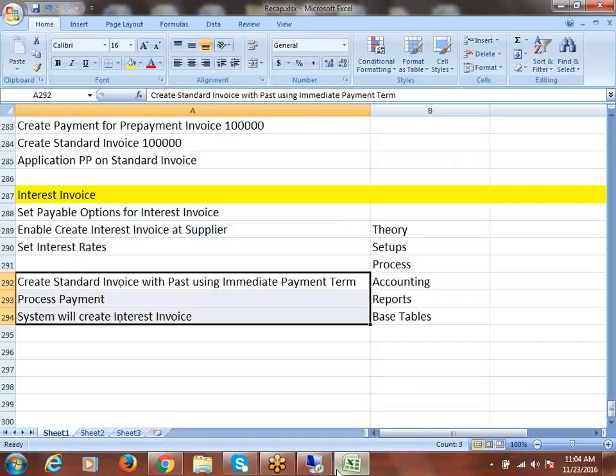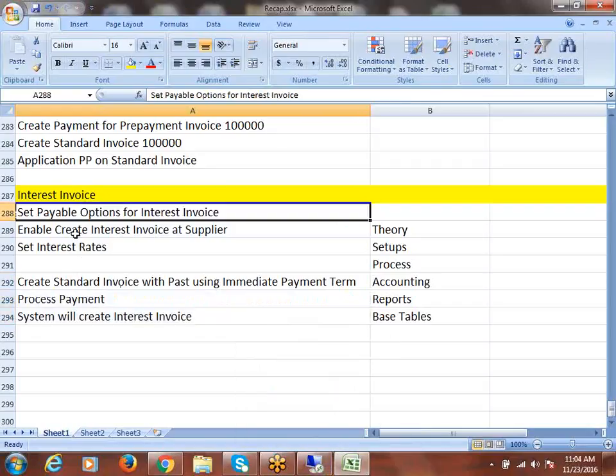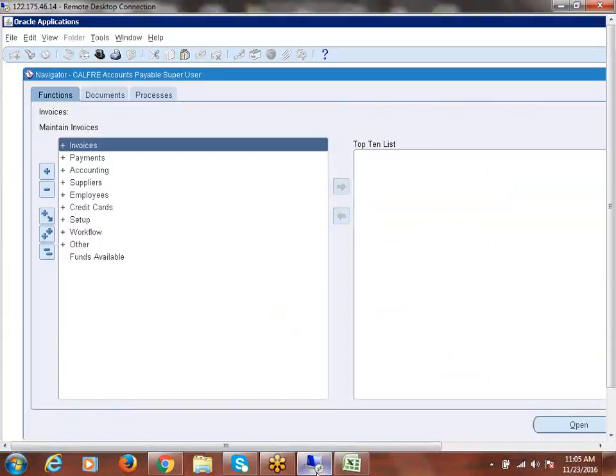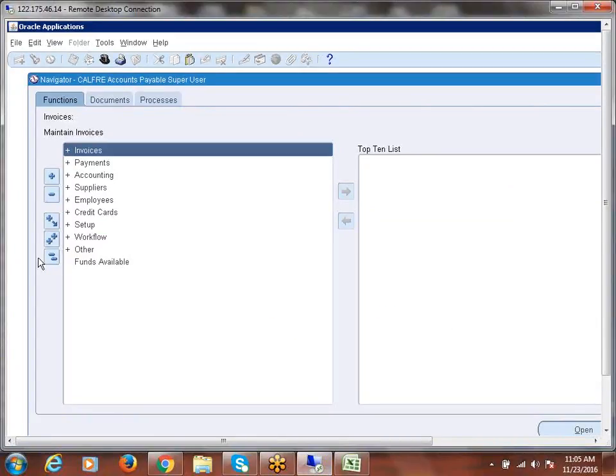Let's go and see the system. First, what is the first step? Set up payables options for the interest invoice. So we have to reconnect.